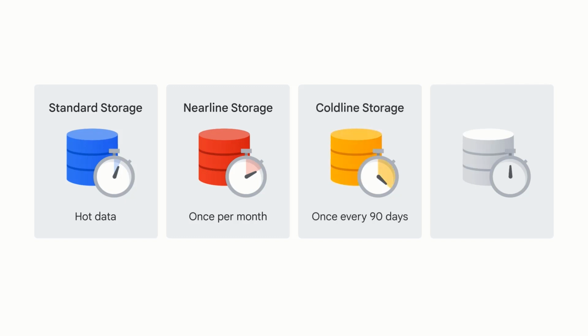The third storage class is coldline storage. This is also a low-cost option for storing infrequently accessed data. However, as compared to nearline storage, coldline storage is meant for reading or modifying data at most once every 90 days. And the fourth storage class is archive storage. This is the lowest cost option, used ideally for data archiving, online backup, and disaster recovery. It's the best choice for data that you plan to access less than once a year because it has higher costs for data access and operations and a 365-day minimum storage duration.